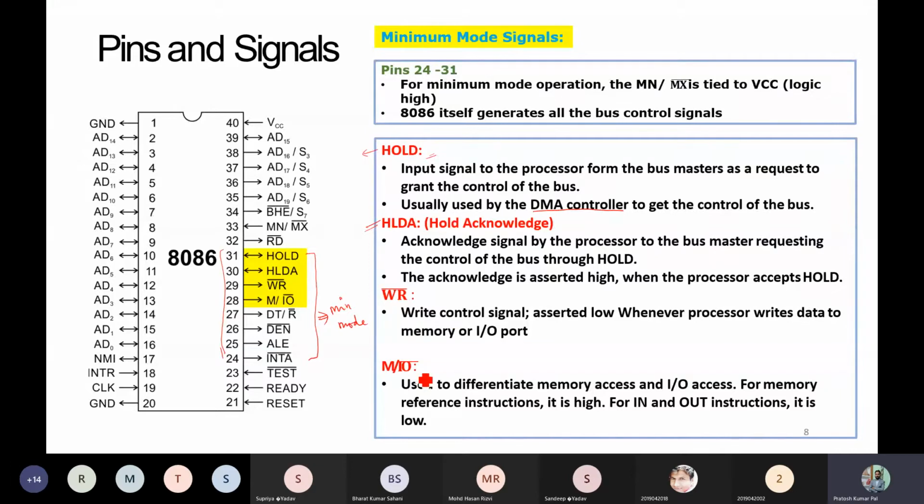And the memory and input output pin, M/IO bar, is similar to the previous one. Whenever it is a memory operation, it will be 1. If it is an input output operation, it will be 0. It is used to differentiate memory access and input output access. For memory reference instructions, it is high. For input output instructions, it is active low.